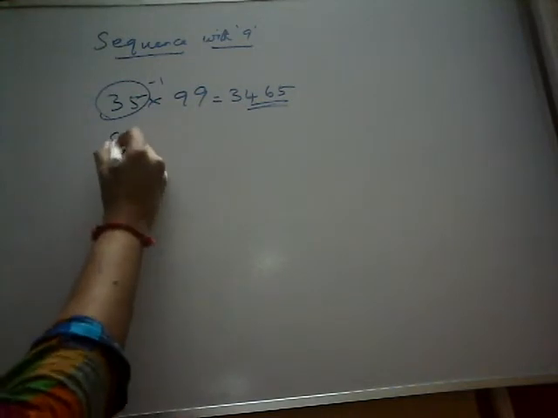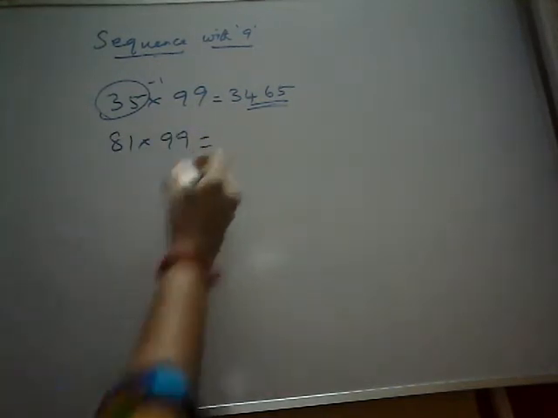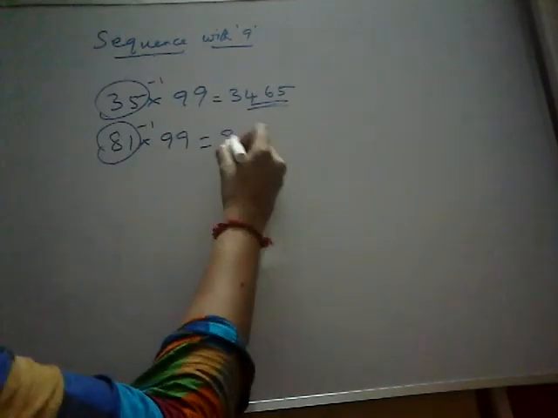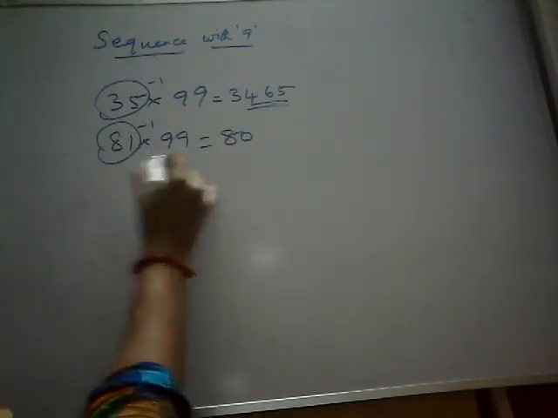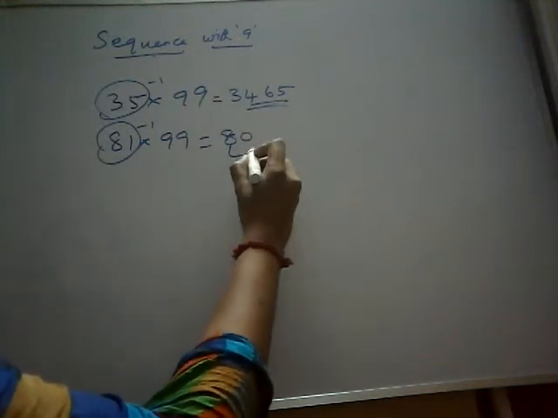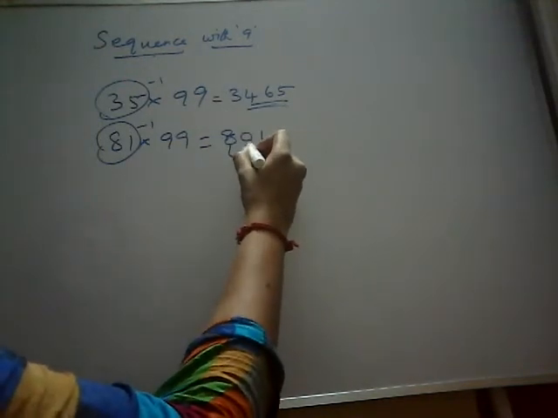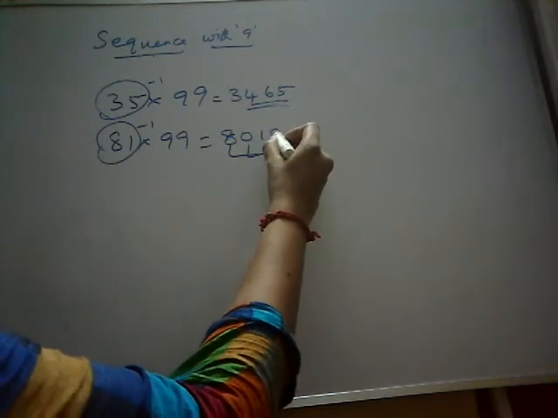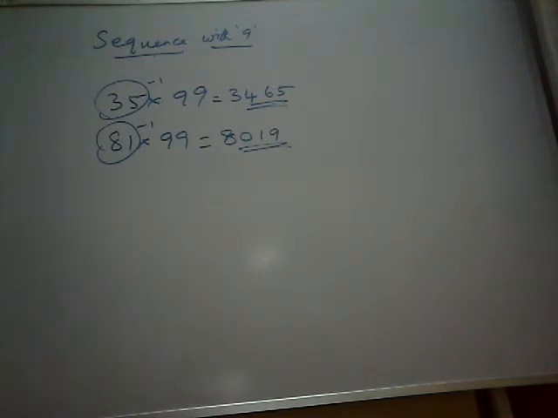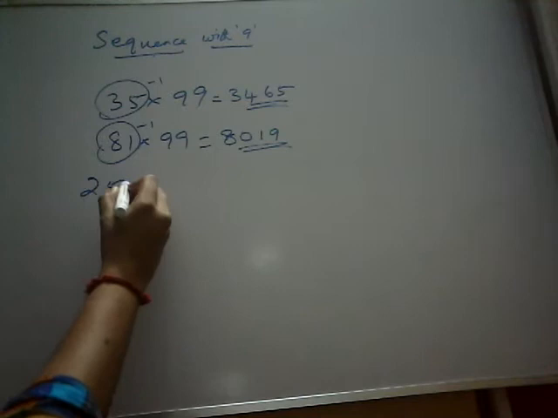You can do it with another number also. 81 multiplied by 99. How will you write? First you subtract 1 from this and write 80. With this 80, you subtract each digit from 9. So 9 minus 8 is 1. The second digit, 9 minus 0, is 9. So 8019 is your answer. Got it?